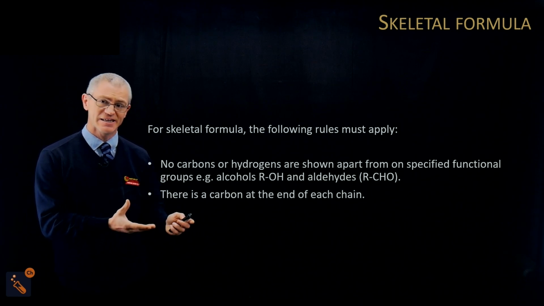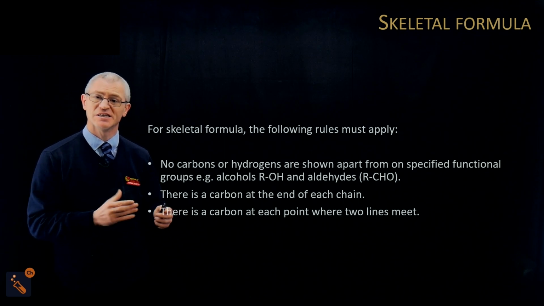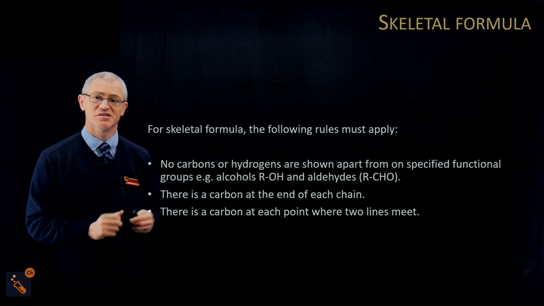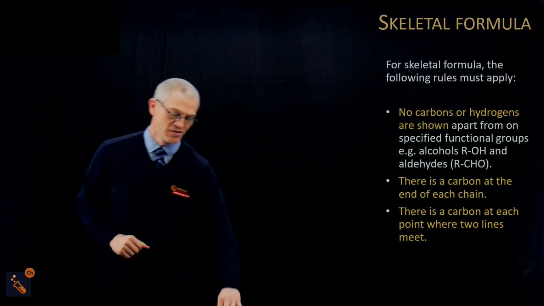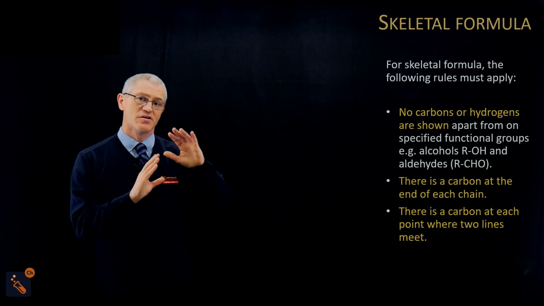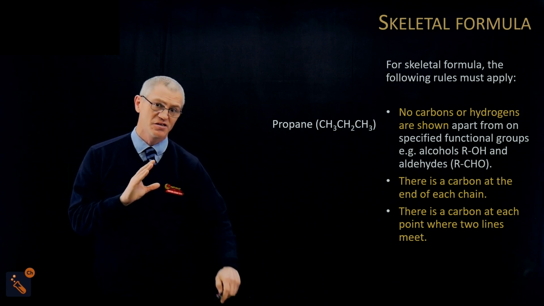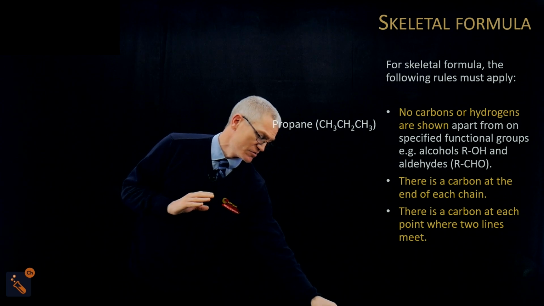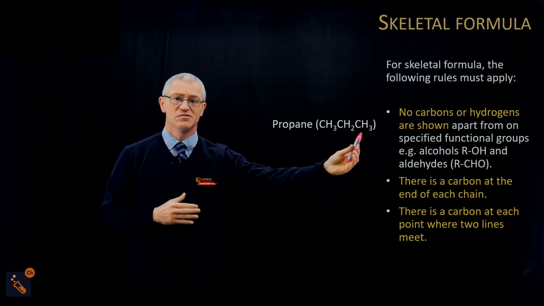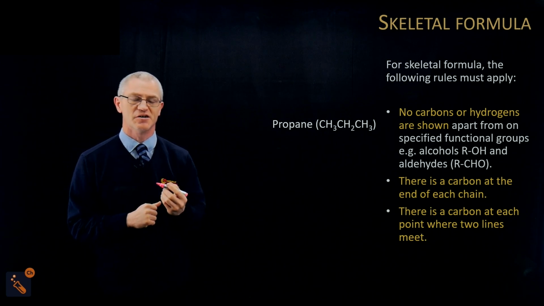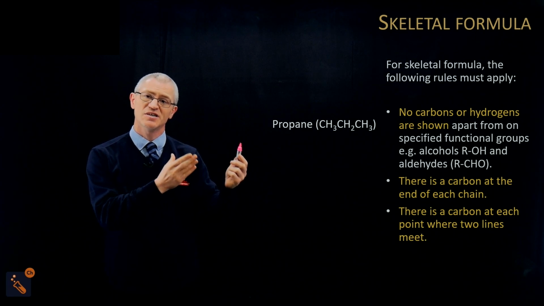So, at the end of each chain is a carbon, and there's a carbon each time 2 lines meet, or each time there's a change in direction. Now again, what does this mean? Well, let's make it make sense. So we have a set of rules, and we're going to do it with propane. With propane, we know it's CH3, CH2, CH3. So we know we've got 3 carbons. So what you do is, you don't show the hydrogens, you just show the chain.